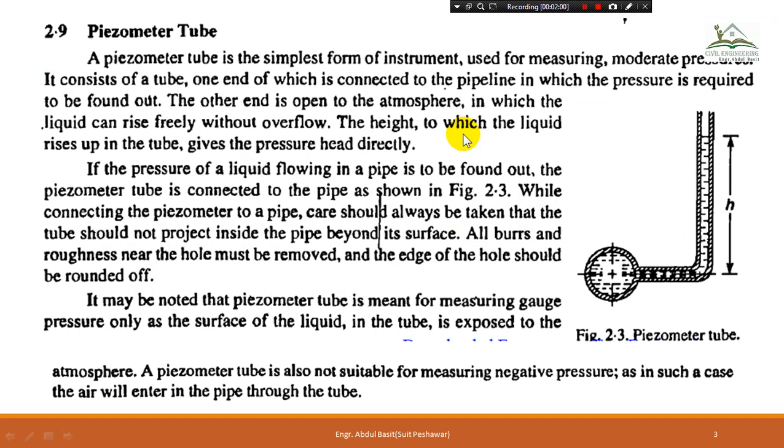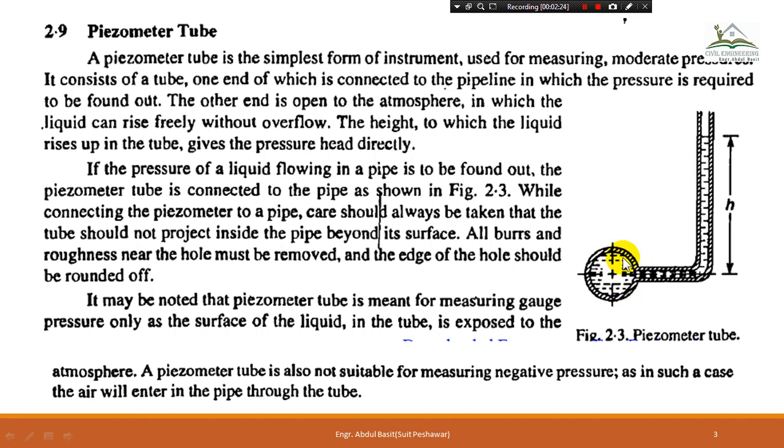Coming to the piezometer, first of all, this is a very simple device that is used to determine the fluid pressure in a pipe. Why it is so simple, how we can determine the fluid pressure, and what precautions we should keep in mind while using a piezometer. Here it is, the whole phenomenon.